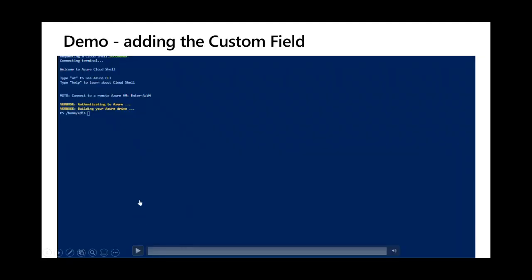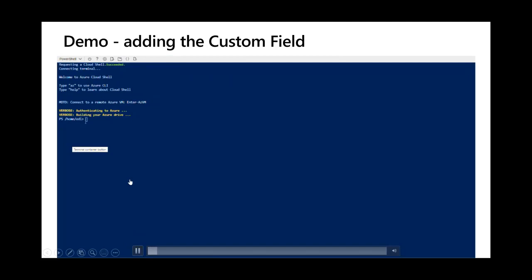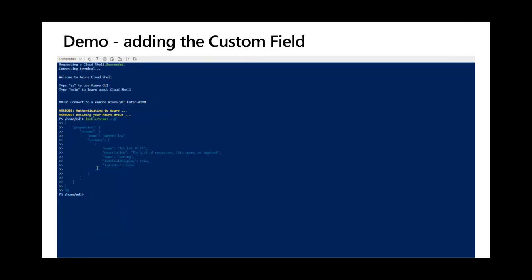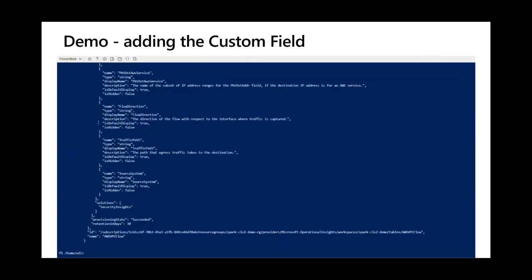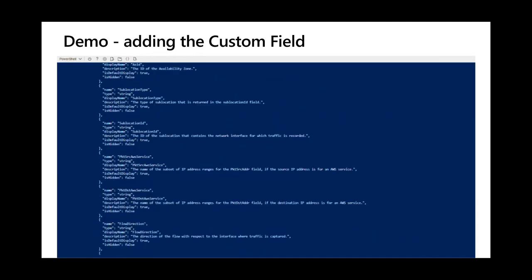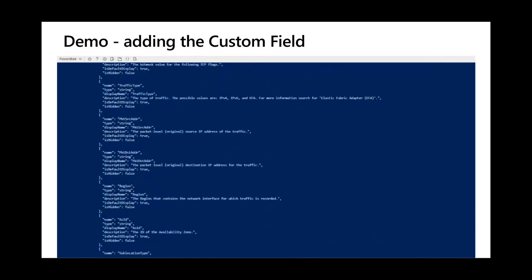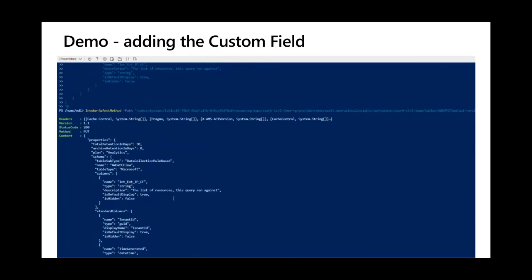So let's see it in action. First of all, showing you how it looks in PowerShell. I have here a PowerShell window, and I'm first of all describing the custom field and then invoking the AZ REST method, invoking the API for creating the custom field for that table. If it runs successfully, it simply dumps the table schema, and if we scroll up, we'll see that we have successfully added the custom field, with all the relevant properties.